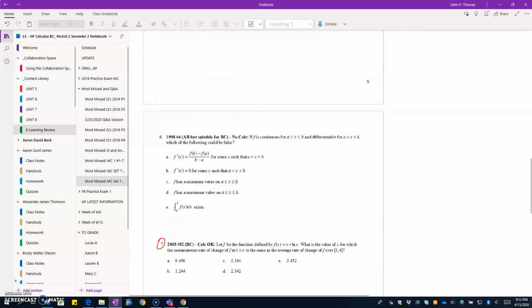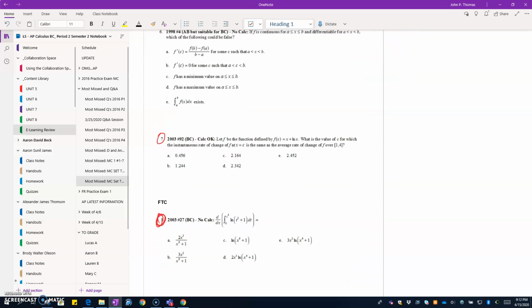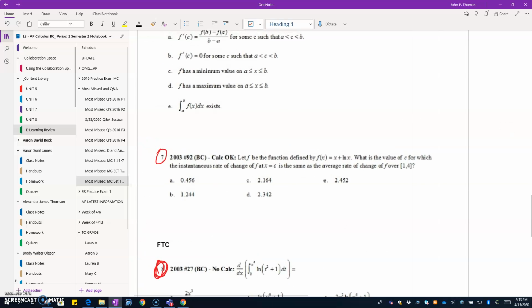Now there are two more that hung people up a little bit. The next one is number 7. So number 7 says, let f be a function defined by f of x equals x plus ln of x. What is the value of c for which the instantaneous rate of change of f at x equals c is the same as the average rate of change? So this is a rock equals I rock.